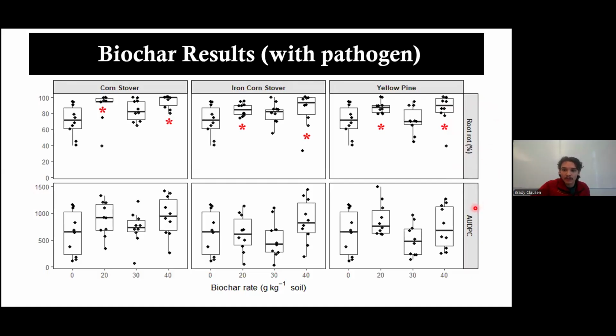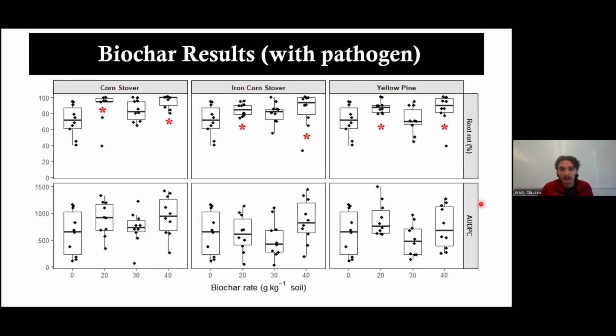And then on the bottom, you see something called AUDPC, which stands for area under the disease progress curve. Essentially what this does is it takes all the foliar symptoms that we evaluated over time and turns it into one composite value, kind of giving us a value of disease severity over time. So we don't have a line graph here, we have those composite values. If there is more AUDPC, that means there are more foliar symptoms. Less AUDPC, less foliar symptoms.